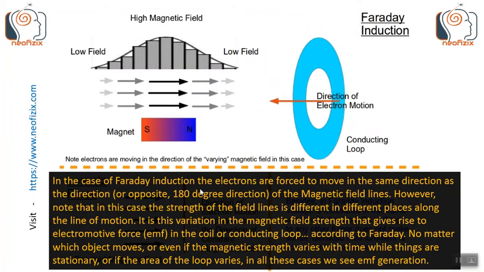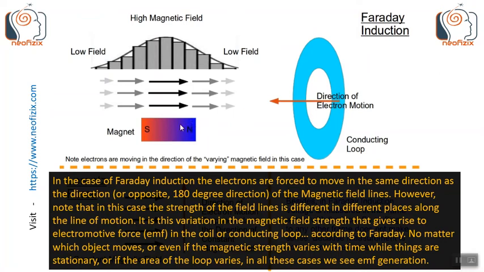In the case of Faraday induction, the electrons are forced to move in the same direction as the direction or the opposite direction of the magnetic field lines. However, note that in this case, the strength of the field lines is different in different places along the line of motion. It is this variation in the magnetic field strength that gives rise to the electromotive force or EMF in the coil or the conducting loop, according to Faraday.